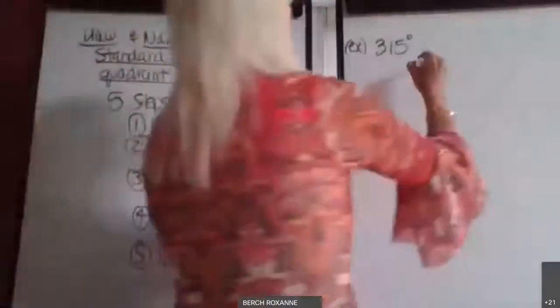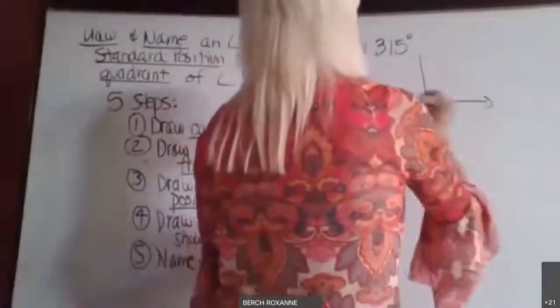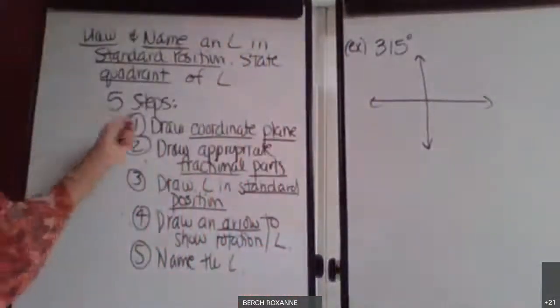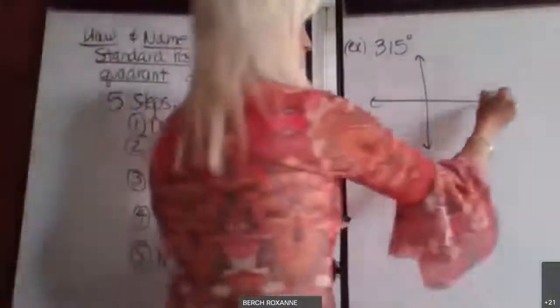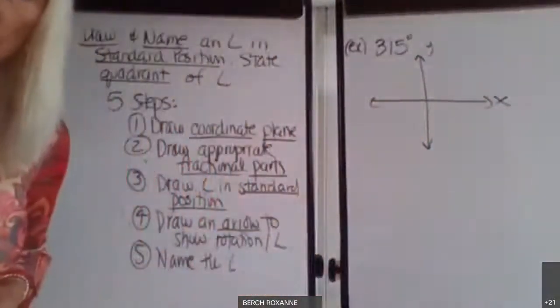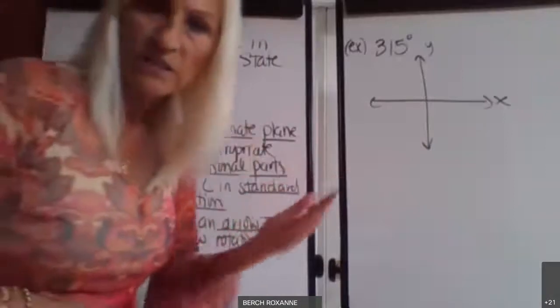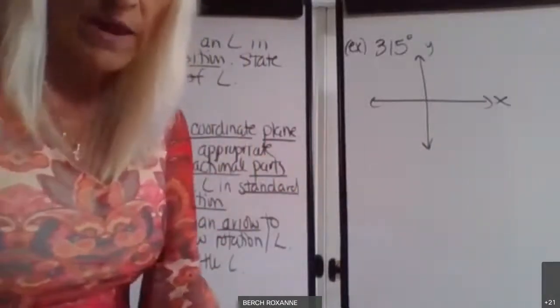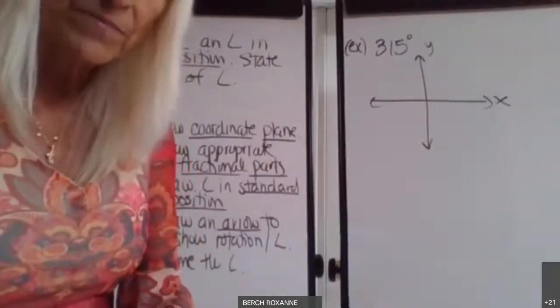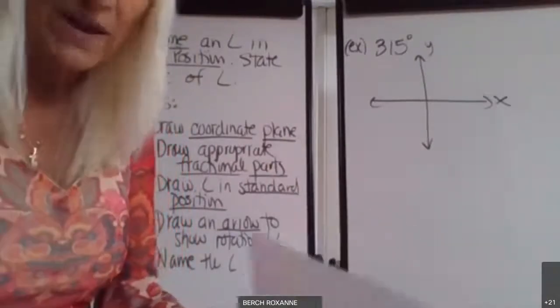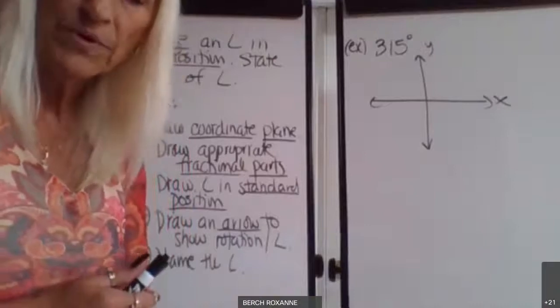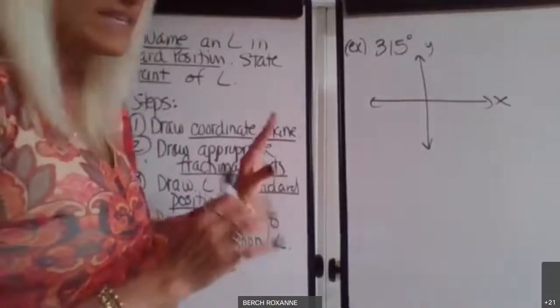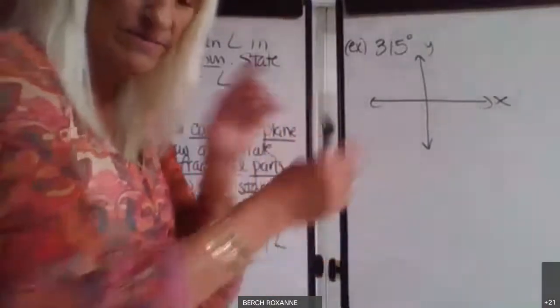So what we're going to do is we're going to follow the steps. You're going to draw the coordinate plane, X, Y. And you can draw a circle if you want. We haven't talked about the unit circle yet. And so in my notes, I'm not showing a circle per se. So I think I'll just continue with this because it makes it cluttered.